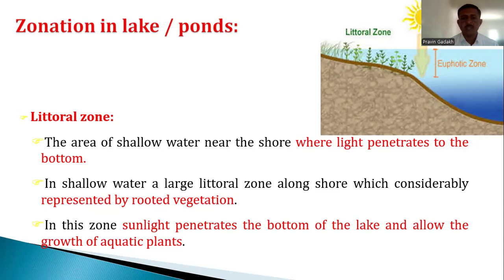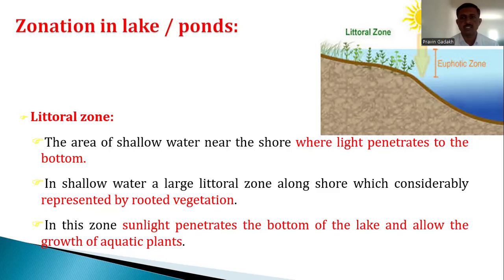In shallow water, there is a large littoral zone along the shore, which is considerably represented by rooted vegetation. So this is another characteristic of the littoral zone, where water is shallow and is represented by rooted vegetation, or rooted plants can be observed in that particular environment.